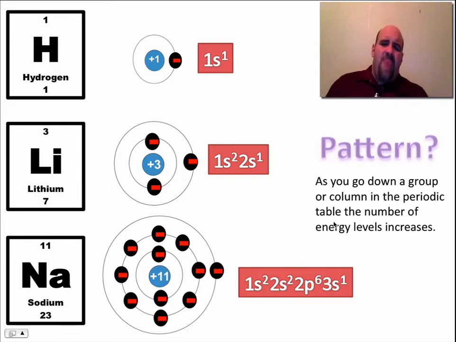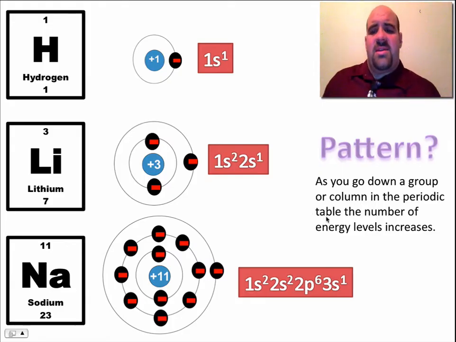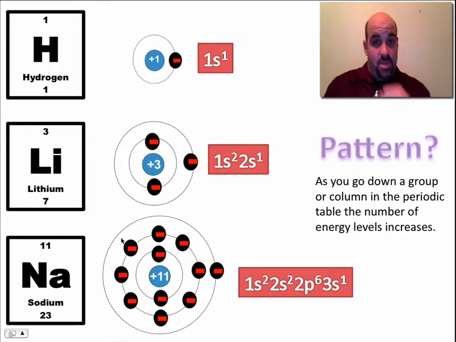And the other pattern I want you to see here is, as you go down a group or a column in the periodic table, the number of energy levels is increasing. Each one of these rings represents an energy level. That's fairly obvious if you know how to draw a Bohr diagram, and you're familiar with electron configurations, as you should be.